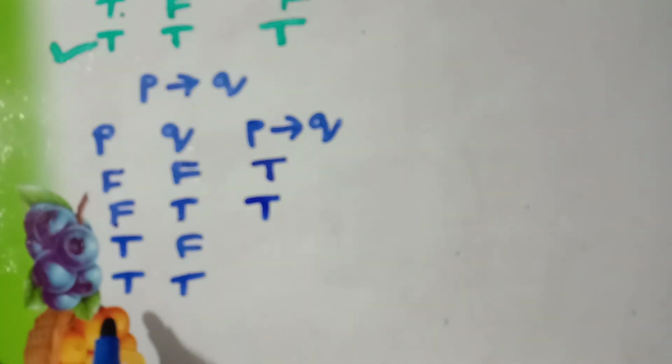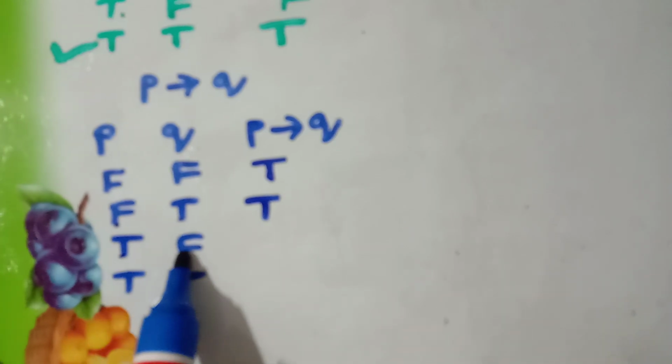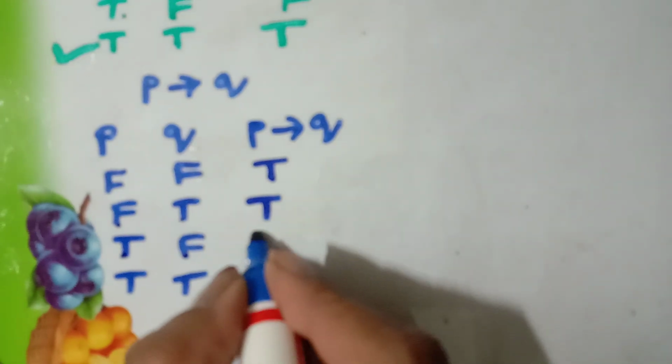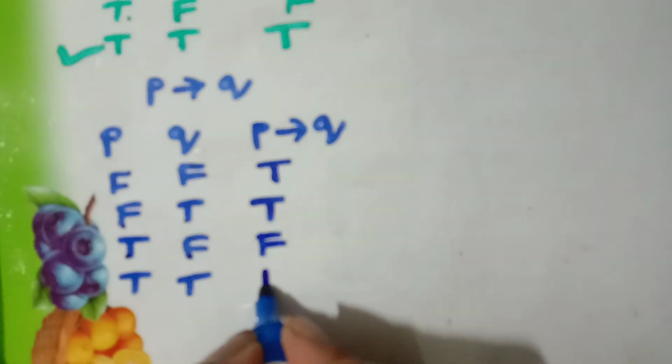Now these ones are a little tricky. First one is true, second one is false. So P is true but Q is false. In this particular case, the truth value is false. And if both are true, then obviously true.